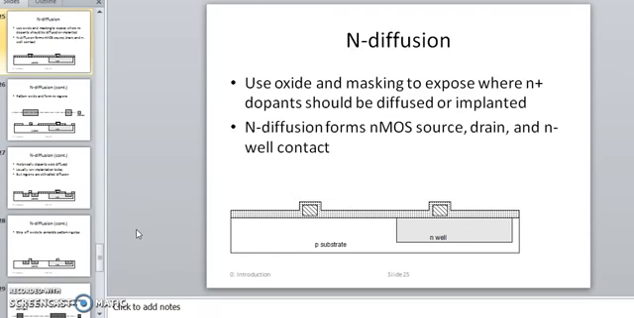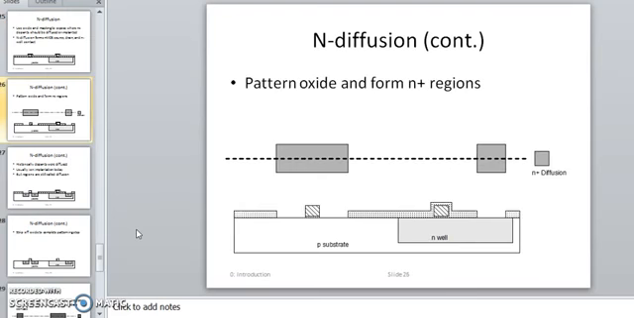Next one is N diffusion. Use oxide and masking to expose where the N plus dopant should be diffused or implanted. The N diffusion forms the NMOS and the P diffusion forms the PMOS, which are the drain and N-well contact. On the P substrate there is the N-well and two contacts for the source and drain. Pattern the oxide and form the N plus region. Here the N plus diffusion mask is used to pattern the source, drain and gate terminals.